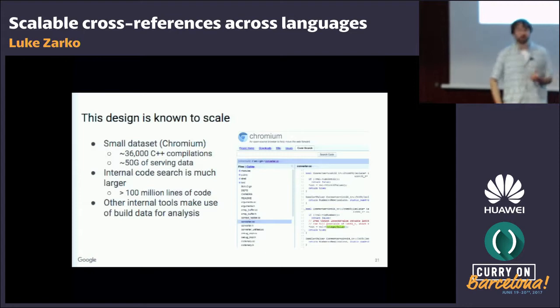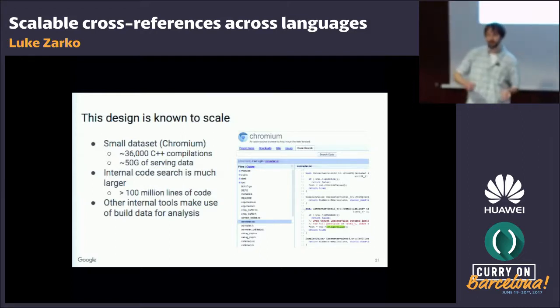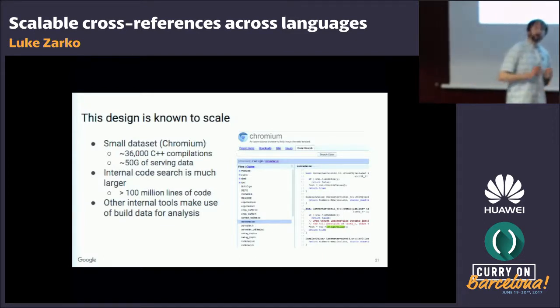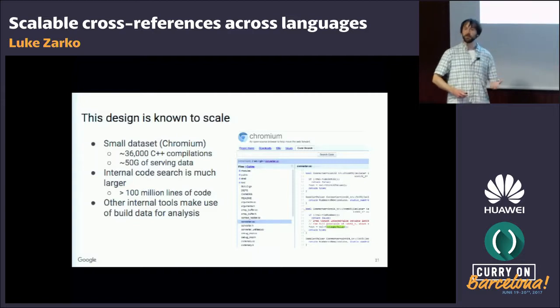So what we consider a small data set is what we have powering Chromium code search. And actually what's running is the second version of this system. This is the third version of the system that we've built. This data set has about 36,000 C++ compilations that generate about 50 gigabytes of serving data. Our internal instance of code search is much larger. It runs daily on over 100 million lines of code in a bunch of different programming languages. And other internal tools actually do make use of this build data. So they do get off the train early and pull down compilation units and run their stronger analysis to do language-specific things.